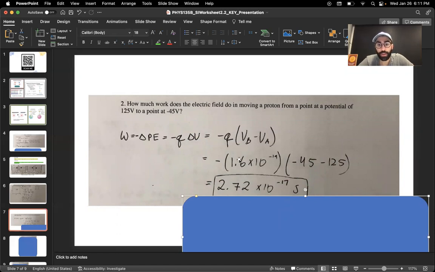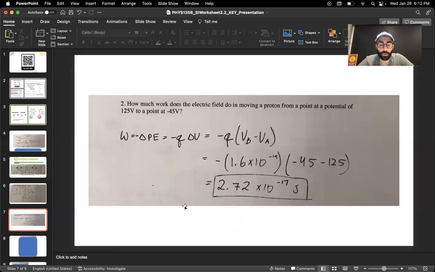I just call it VB. Charge of a proton, don't forget this negative right here. These negatives end up canceling out. And then it's just, again, simple multiplication right there. Okay, so I think we have a good foundation to approach the next two questions.